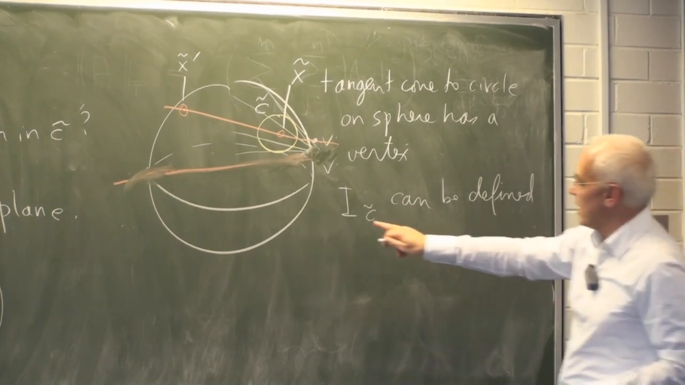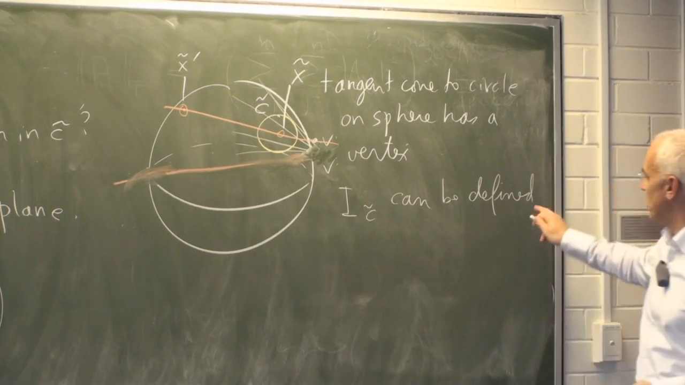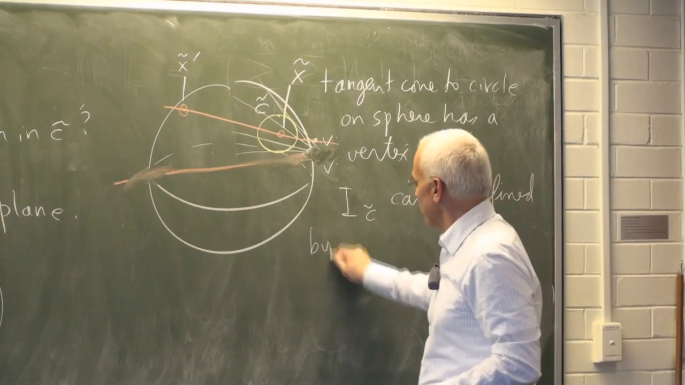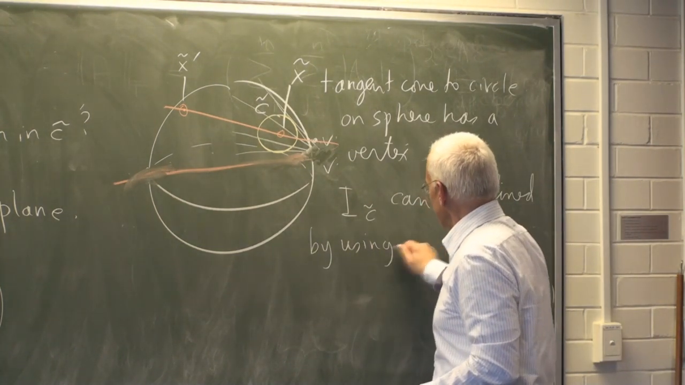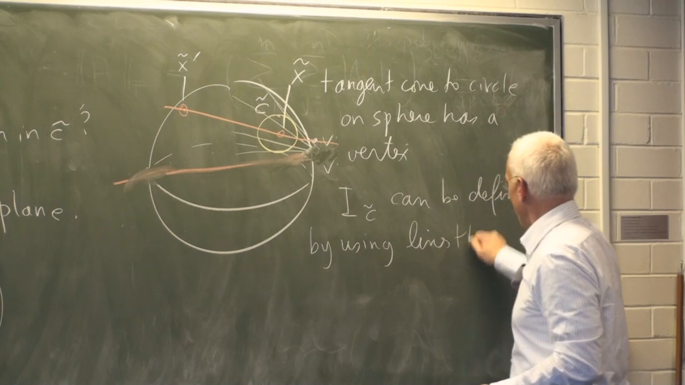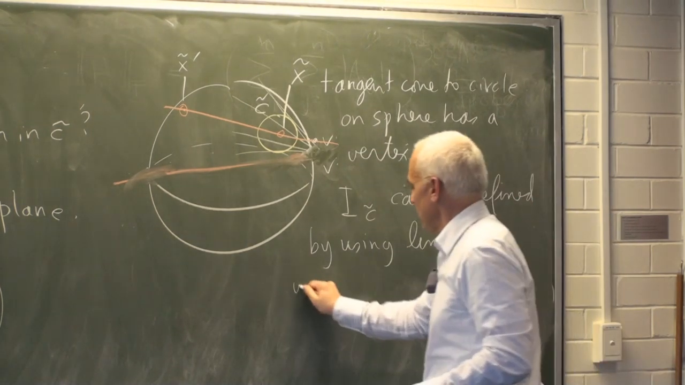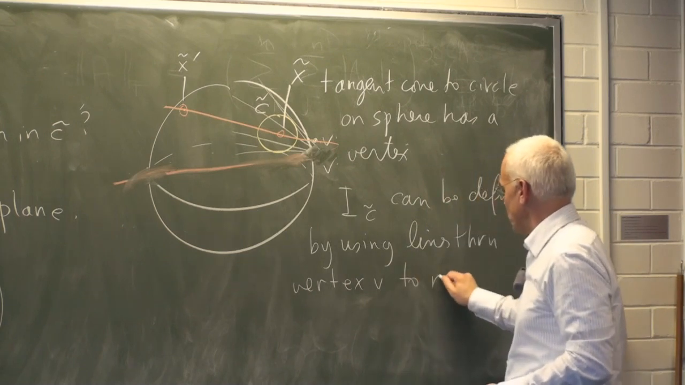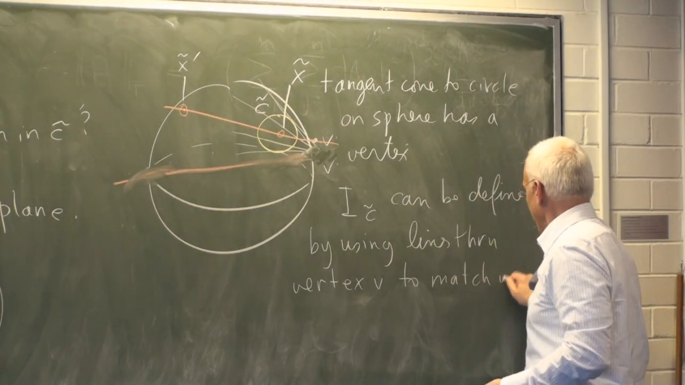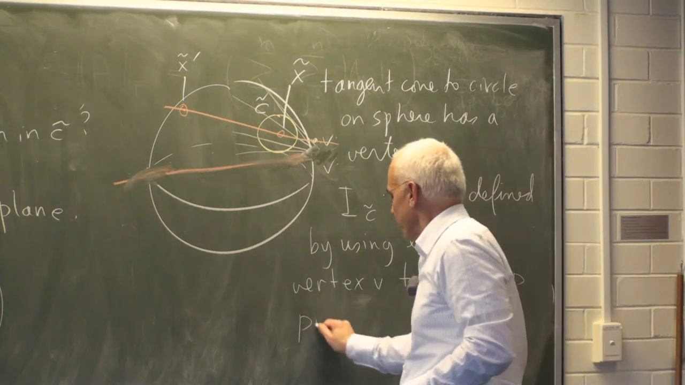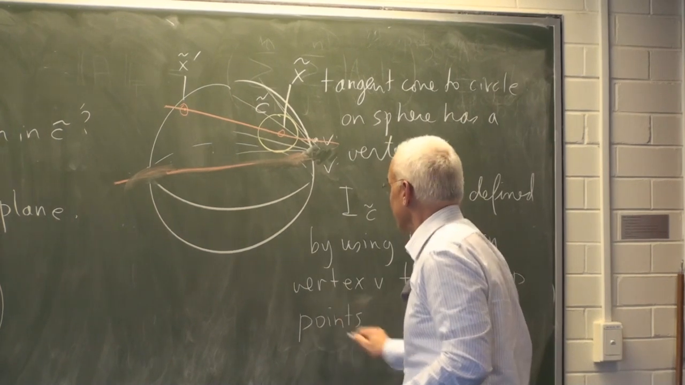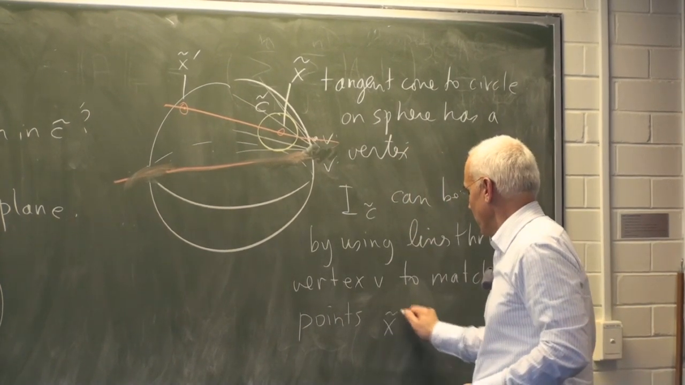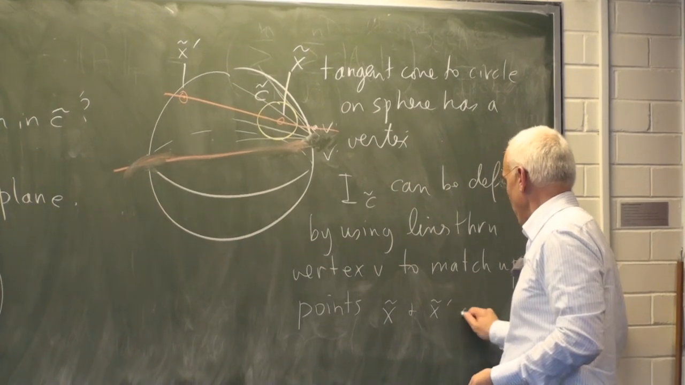So this inversion in the circle can be defined by using lines through the vertex V to match up points x tilde and x tilde prime on the sphere.